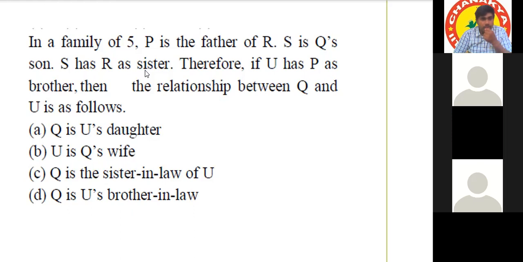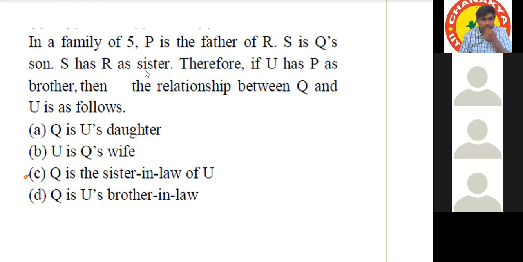Sir, it's option C. Okay. Same answer, all of you? Yes, sir. Q is sister-in-law of U, option C. Okay. Then in a family of 5, P is the father of R. P is a male and is the father of R.